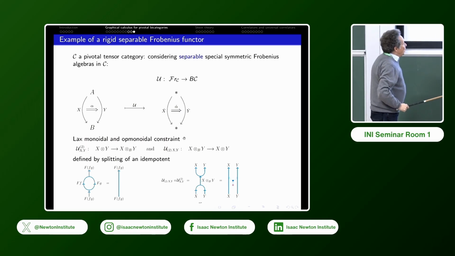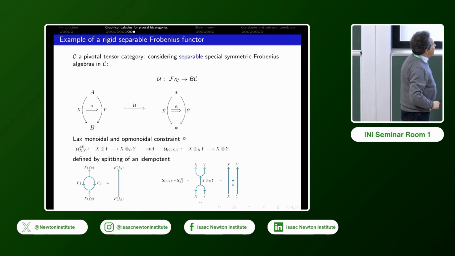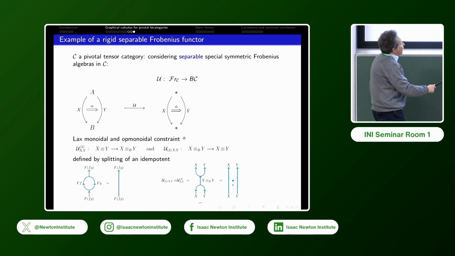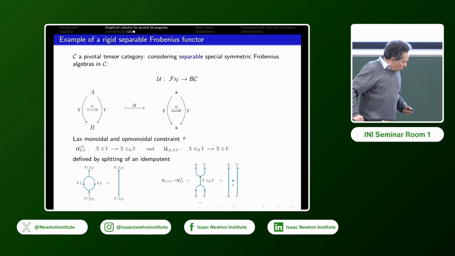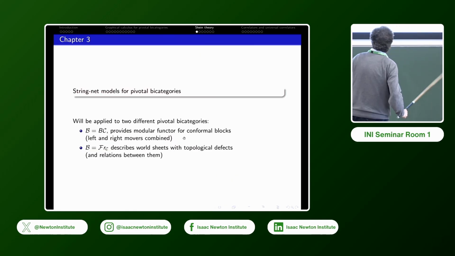And it turns out that this forgetful functor for these separable Frobenius algebras is actually a Frobenius monoidal functor, and you can check that if you compose here the lax and the oplax constraint, you don't get the identity, but you get projectors. Okay, good.